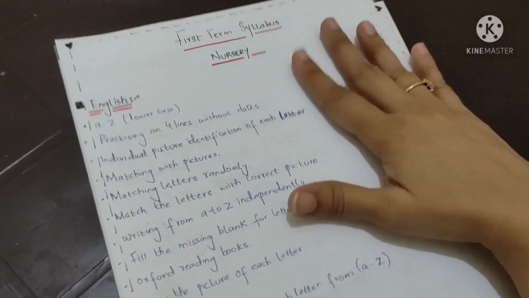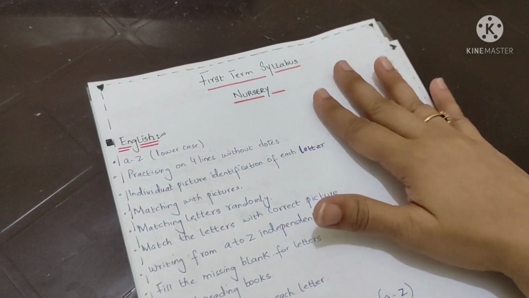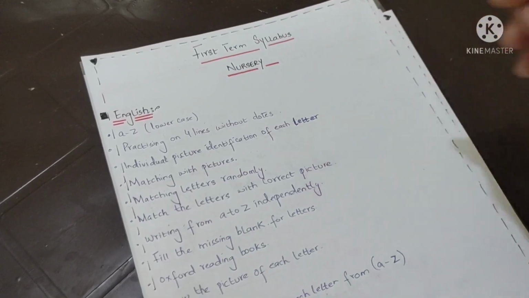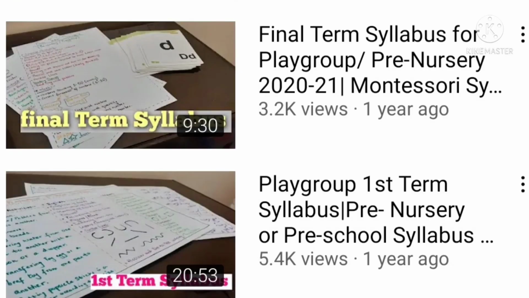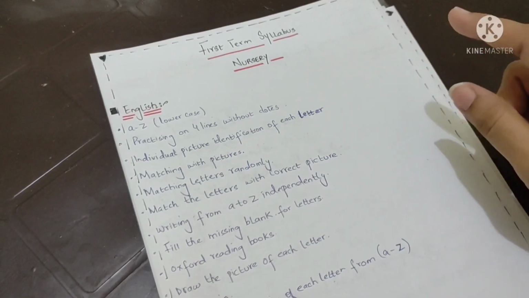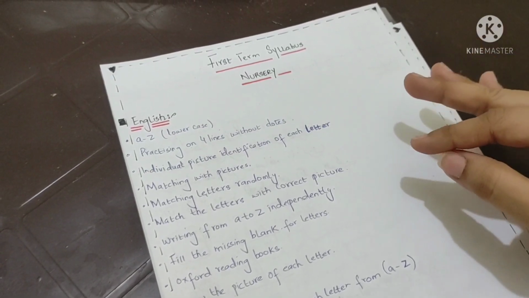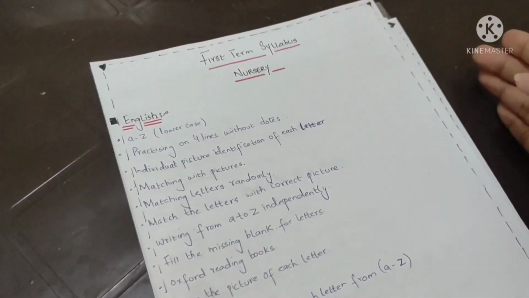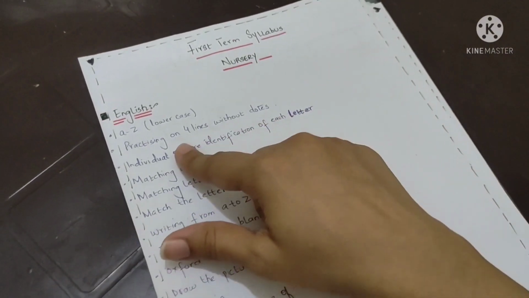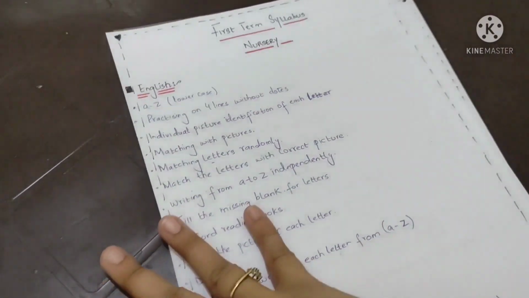Okay जी, so now we will be discussing the first term syllabus for nursery. अगर आपने मेरी previous video नहीं देखी जिसमें मैंने pre-nursery का syllabus share किया है, so I think you should go watch that first ताकि आपको समझ आ जाएगा कि मैं किस pattern में, किस sequence में जा रही हूँ. Right, so the first thing I'm going to be discussing is English.